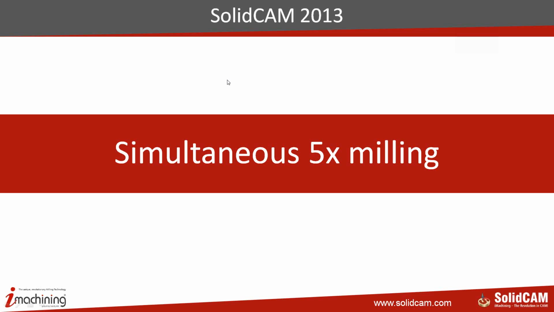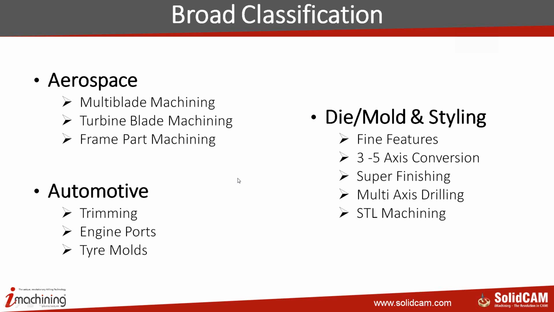Now, since we are going to make this whole thing into two parts, I've also segregated the entire 5-axis portfolio, the product that we have, into different applications. We've got applications for aerospace, we have got applications for the automotive industry, and then we have got the application for die mold and styling. Basically, I've put applications that come under each of these industries into one area.